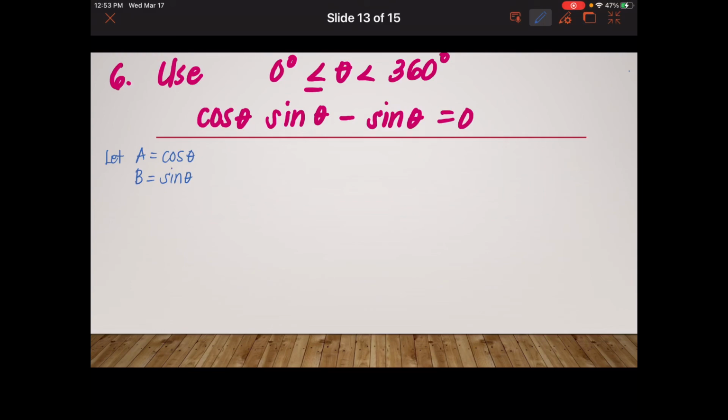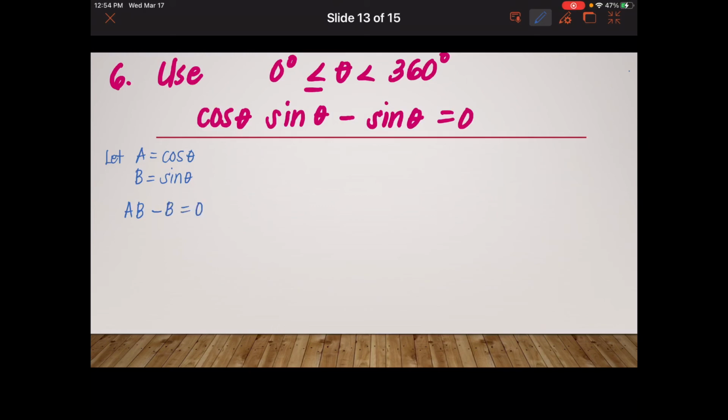By the way guys, if you are familiar with just factoring using the trigo functions, you may do so. If you don't want to substitute them with a certain variable, you may do so. So this will become a, and then sine is b. So ab minus sine is b is equal to 0.